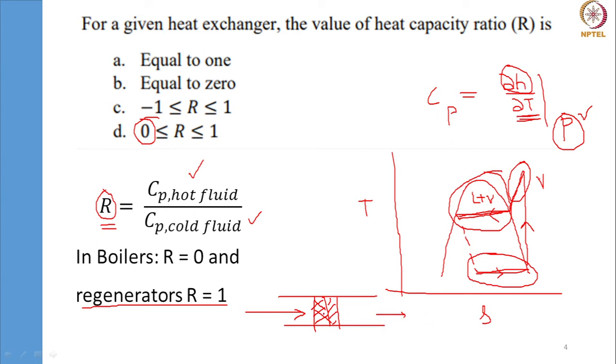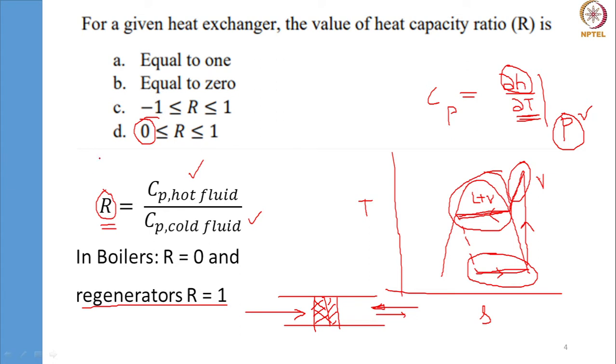Now on the same balls or the same material, the cold fluid again passes in this fashion. We need to remember that both these fluids are not mixing. They have certain other arrangements at the end. So the cold fluid passes here, and for the regenerator R equals 1.